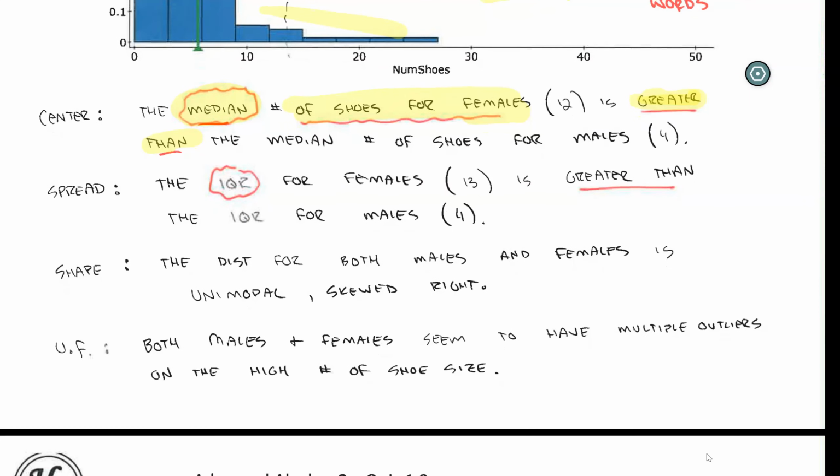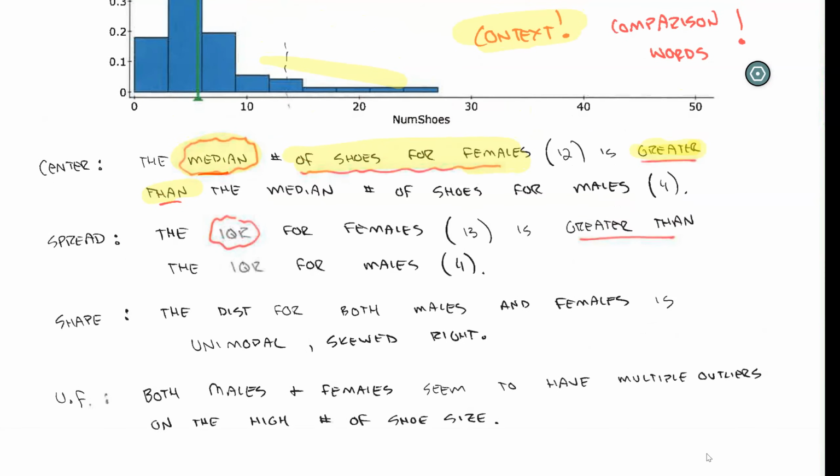So please understand that. For spread, now here's one thing that I do know they do, because I've graded the AP test. As long as you have context somewhere, they don't expect you to keep repeating it. So notice for spread, I didn't use context. I just said the IQR for females is 13, which is greater than the IQR for males, which was 4. Okay, so I didn't put context here, but that's okay because I had context up above. As long as you end up writing a whole paragraph, if you do it everywhere, and you can do it everywhere if you want.